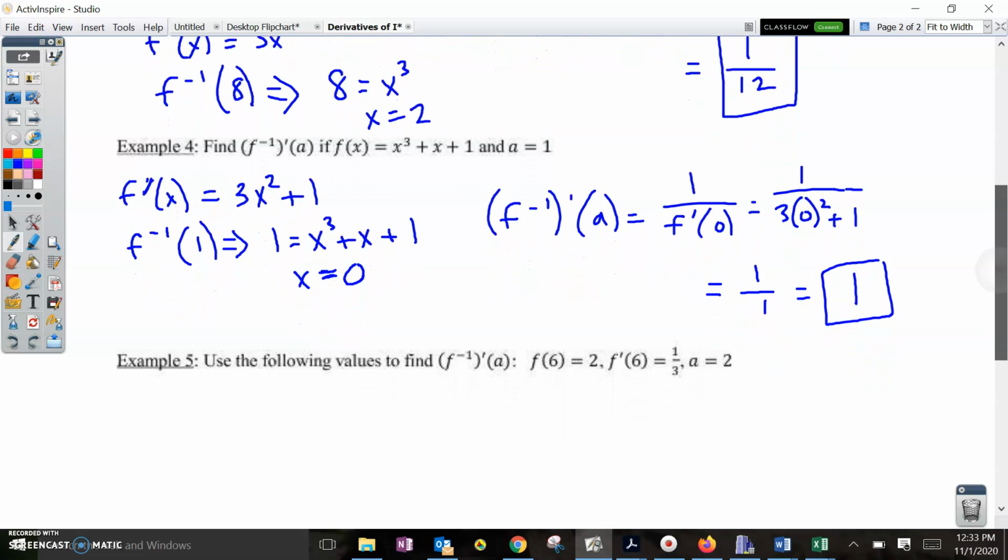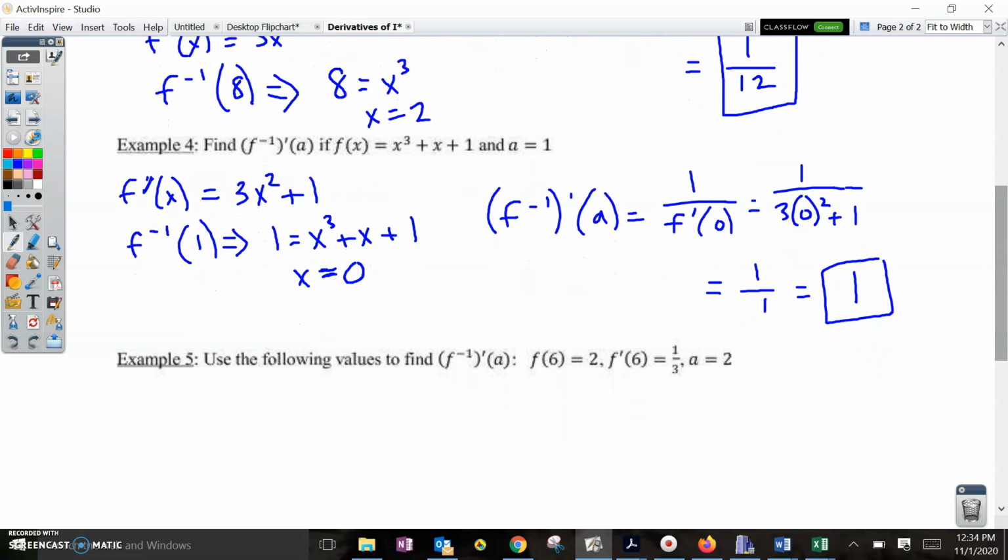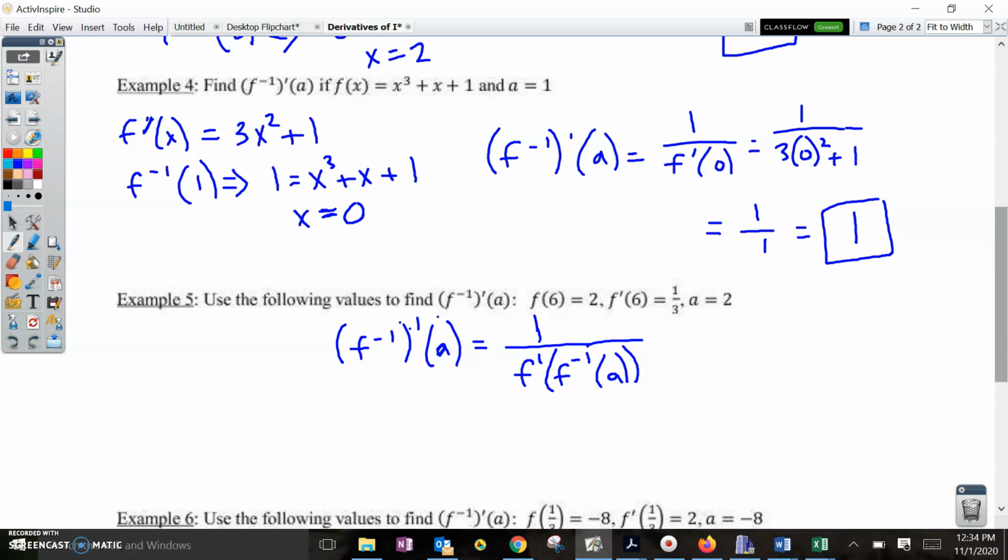All right, this next example, we're not even going to have to worry about finding the derivative. We start from f inverse prime of a is equal to 1 over f prime of f inverse of a. And in this problem, we want to find f inverse prime of 2, because that's our a value. And in order to do that, that's going to be 1 over f prime of f inverse of 2.